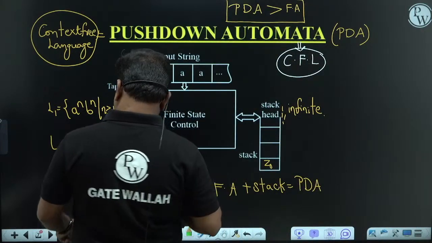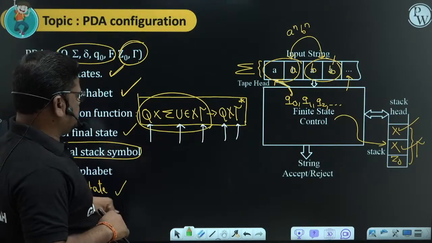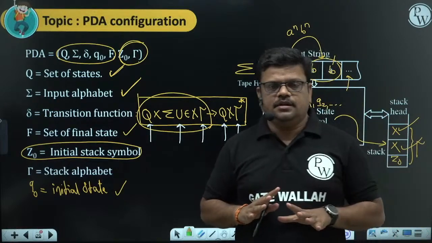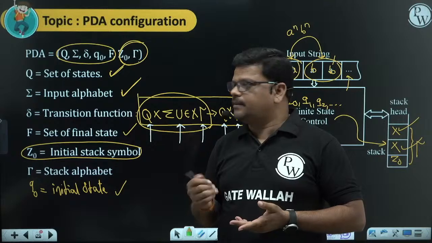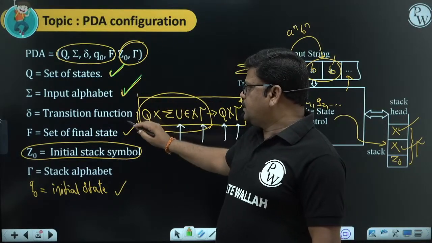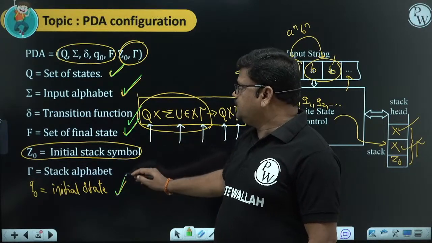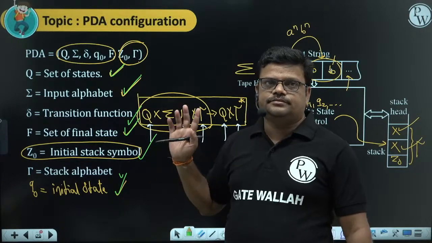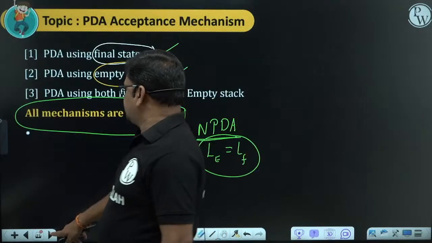Then we studied the formal definition. This is the important thing. The formal definition of PDA has a 7-tuple: the 5-tuple as in finite automata plus 2 more things. Q, the set of states, input alphabet, transition function, final states, initial state, plus Z0, the initial stack symbol, and the stack alphabet. All this is the 7-tuple.